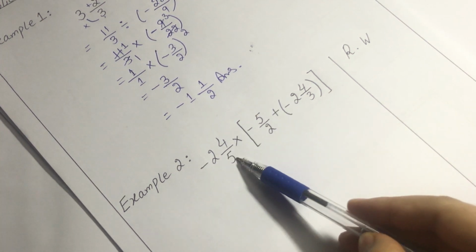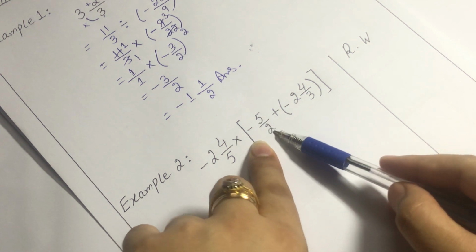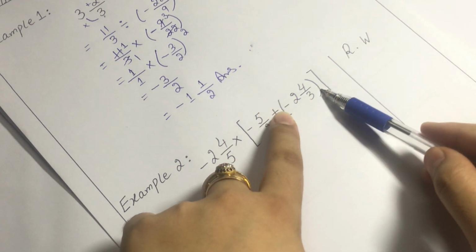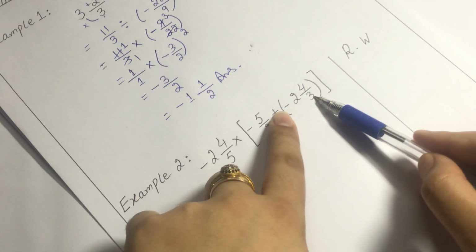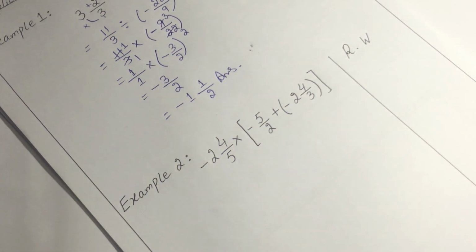Negative 2 whole number 4 over 5 into square bracket negative 5 over 2 plus round bracket negative 2 whole number 4 over 3 and both brackets closed. Students, in the topic of combined operations on numbers, we have discussed if there is more than one pair of brackets involved, we will solve the innermost first.